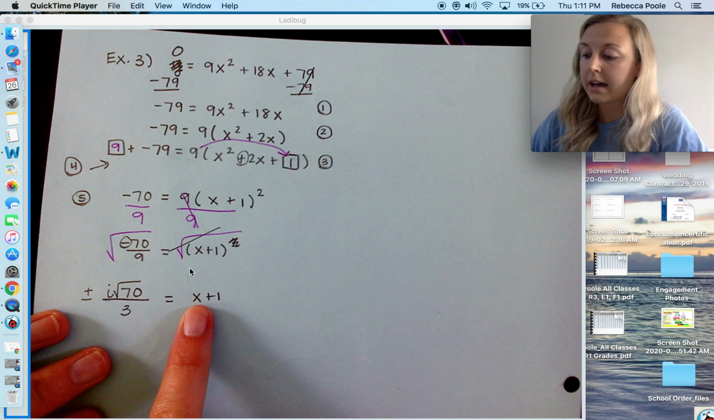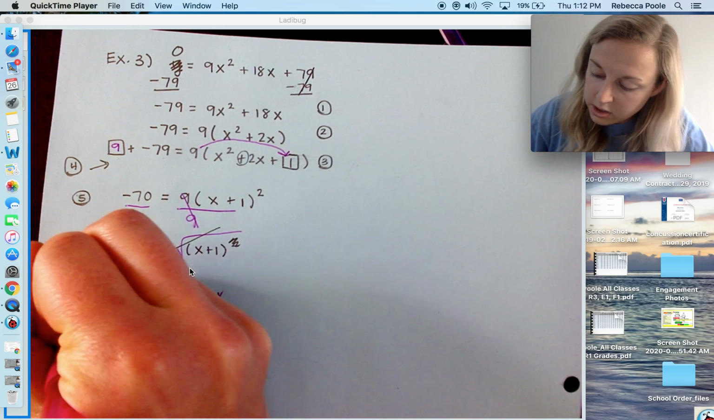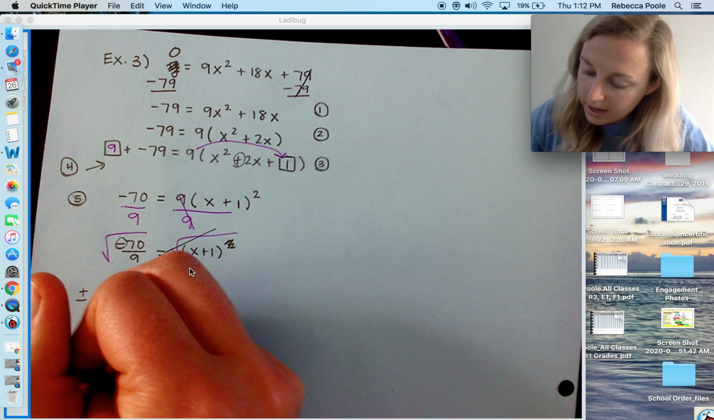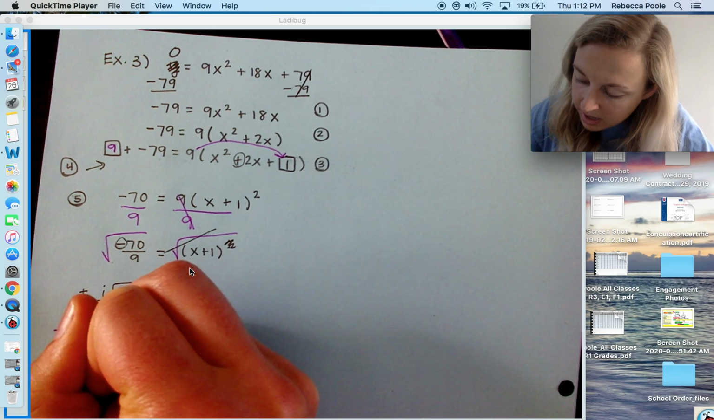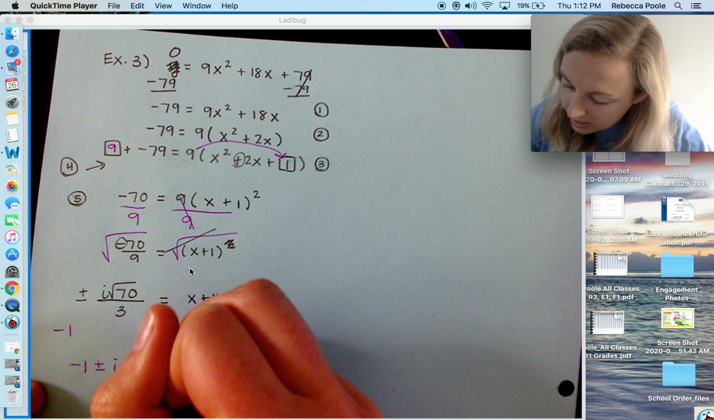And now if you want to get x by itself, I'm just going to subtract 1 to the other side. So that'll give me negative 1 plus or minus i square root of 70 divided by 3 equals x.